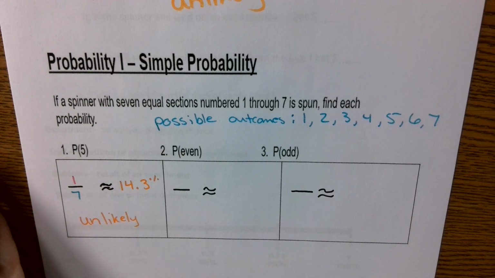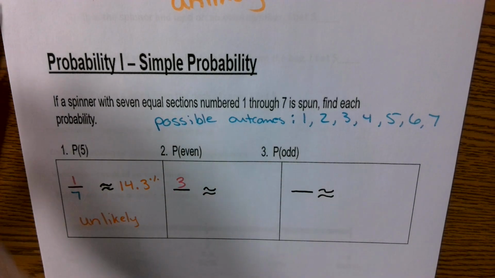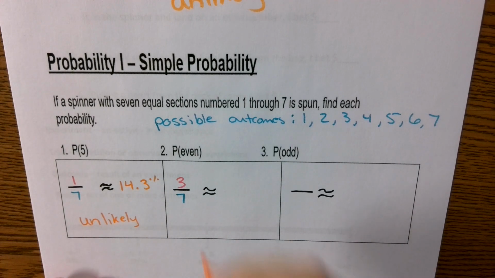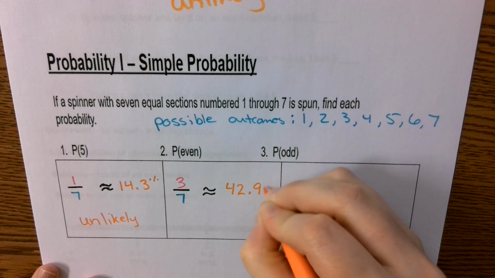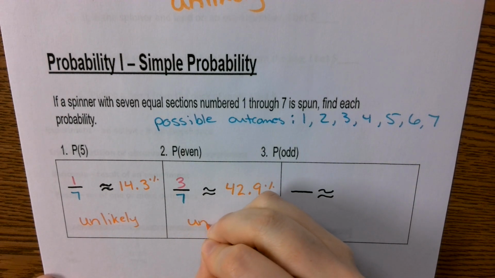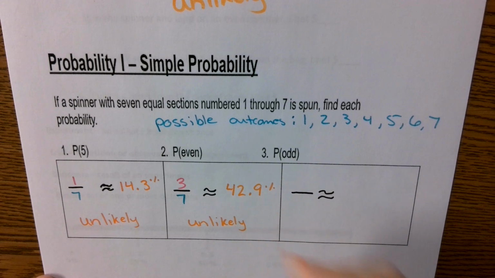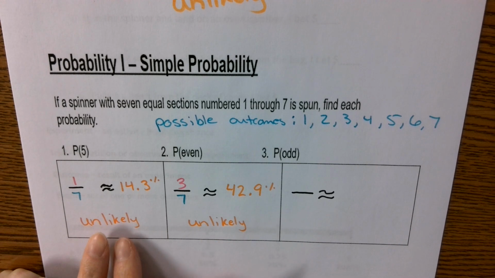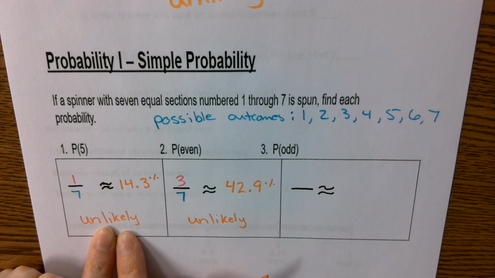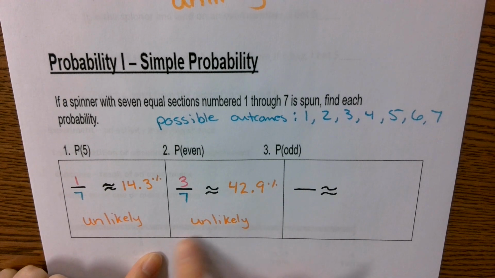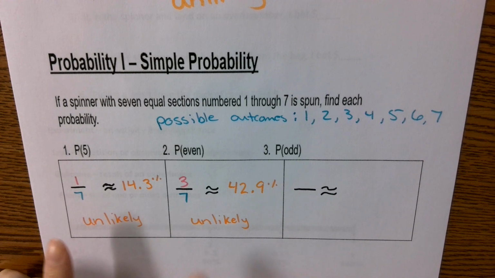What about an even number? How many even numbers? 3 out of 7. So 3 over 7. If we do 3 divided by 7, multiply it by 100, you get your percentage. So that's 42.9%. What's the likelihood there? Unlikely. Still unlikely. However, if we were to try to give a better range or better terminology to these, 14.3% would be very unlikely, whereas 42.9% would be slightly unlikely. Okay, so there's a difference in unlikeliness for those two.